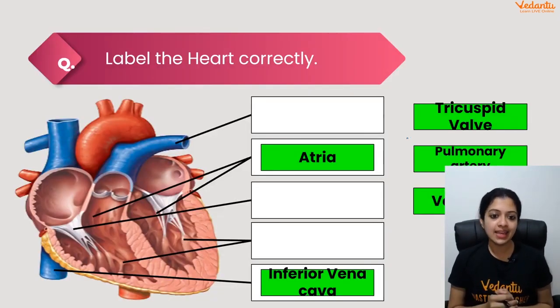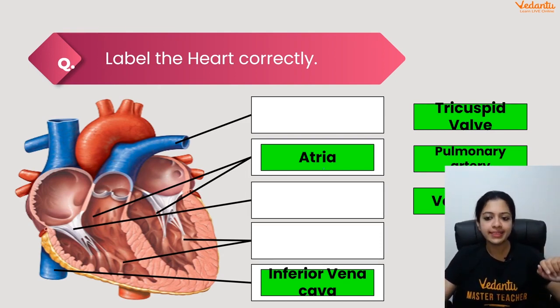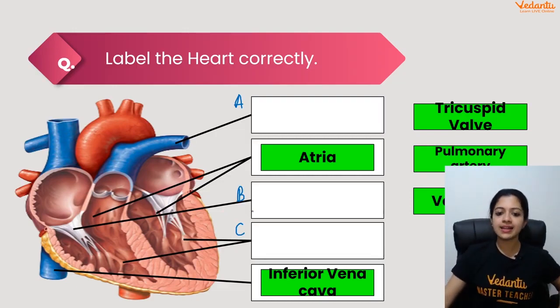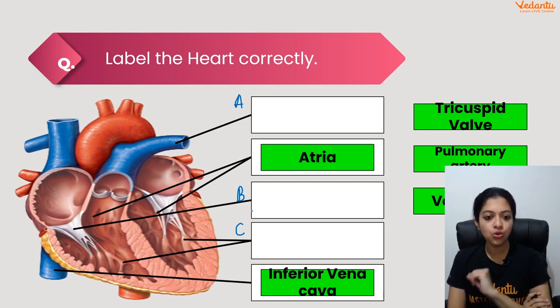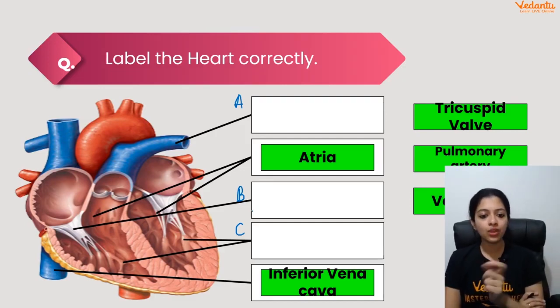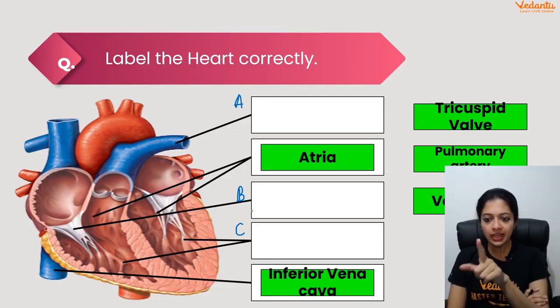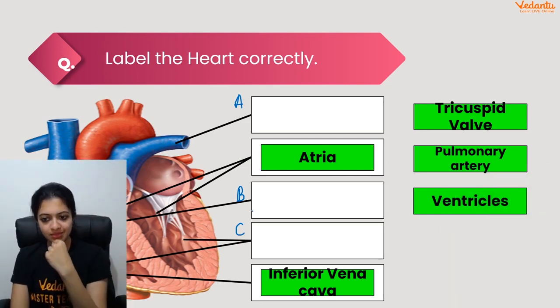Now you have a task. Label the heart correctly. I've given you options as well. Let us call this box A, this B, and this C. What would you fill up in A, B, and C? Two boxes have already been filled in for you, atria and the inferior vena cava. What would you fill up in A? What would come in B? And what would be C? The options for you are the tricuspid valve, pulmonary artery, and the ventricles. Match them to A, B, and C.